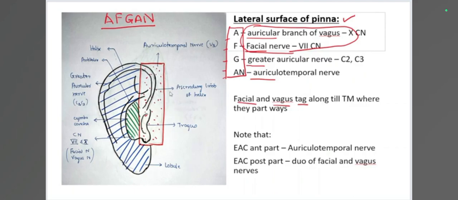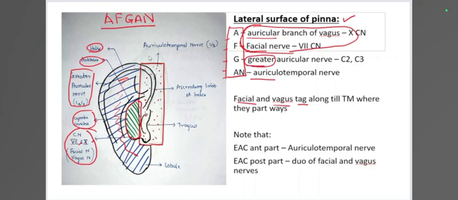Fine. So, what does this duo of auricular branch of the vagus and the facial supply? They supply the cymba concha. So, this part that we see here is supplied by the cranial nerve 7 and 10, that is the auricular branch of the vagus and the facial nerve. Okay, the rest of it, that is the posterior part of the helix, and the anti-helix is supplied by the greater auricular nerve, C2, C3. It is supplying the greater part, almost entire part of the lateral surface of the pinna. That is why it is greater auricular nerve.